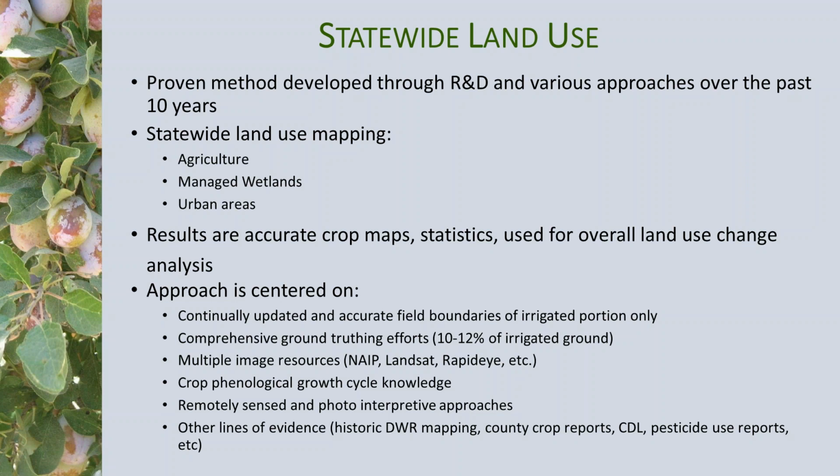It's not a 40-acre polygon, it's a 36.7-acre polygon that is just the homogeneous crop type. Or another way to think of it is the irrigated area of that polygon. We also have to achieve greater than 95% accuracy, and one of the other ways that we do that is we have very comprehensive ground truthing efforts that amount to somewhere between 10 and now 15% of irrigated ground.